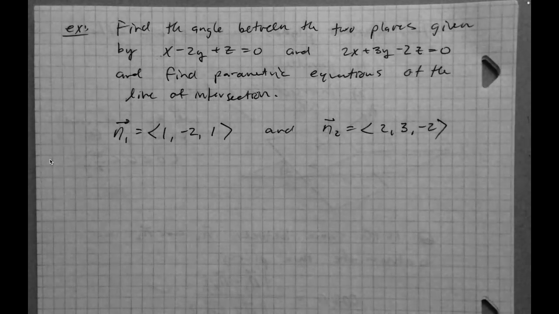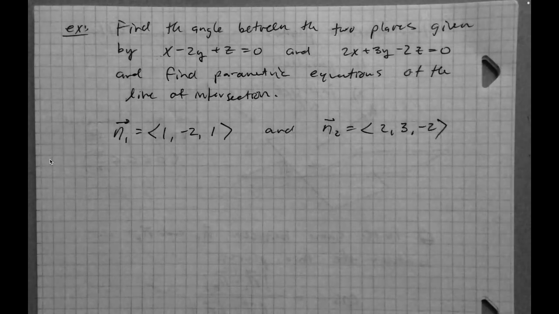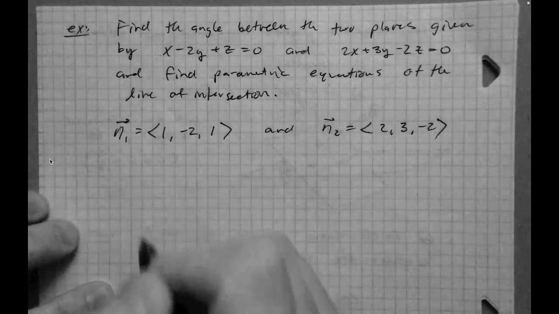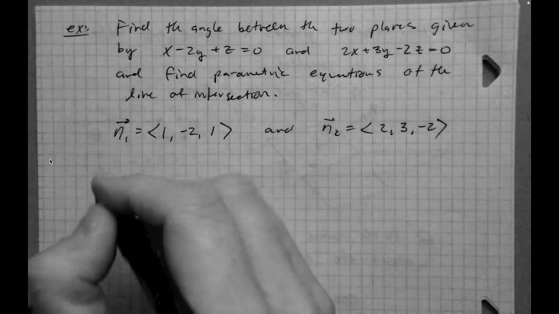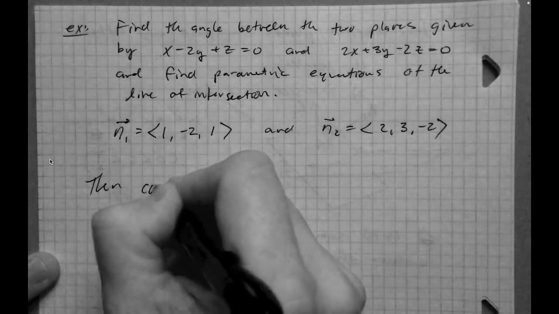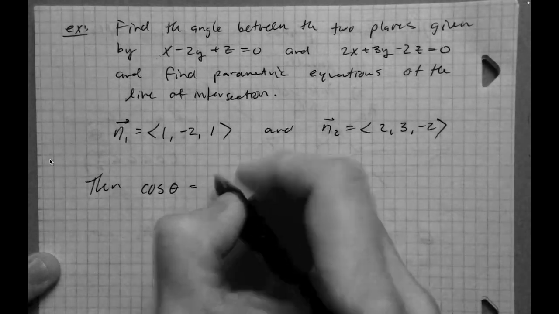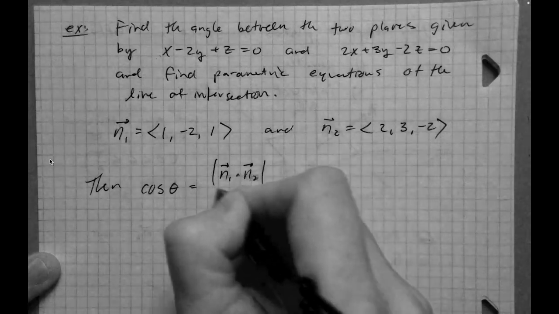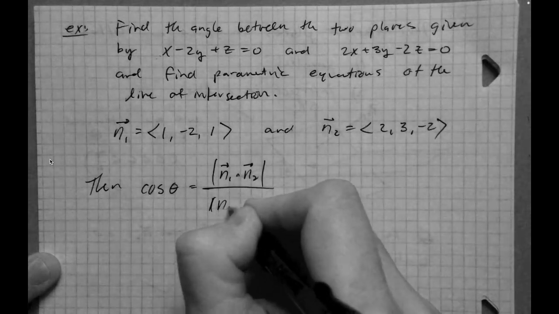Okay, so we know the two normal vectors. We can easily find the angle between the planes using the identity we just described. So then the cosine of theta would be equal to the absolute value of n1 dot n2, and then the norms of those two.